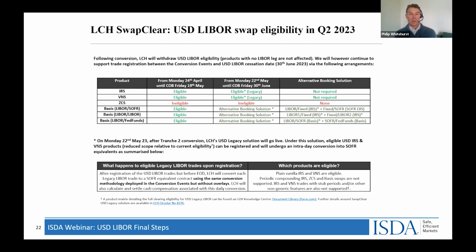So lots to digest, I appreciate. Hopefully most of this is pretty familiar to most of you, but there is lots of information available. You are welcome to get in touch with us if you need any more detail on anything that I've covered. And what I'm now going to do is either hand back to you or possibly hand straight across to Steve, if you want him to pick up how CME is handling the OTC side.